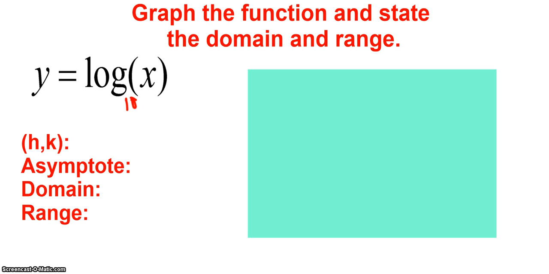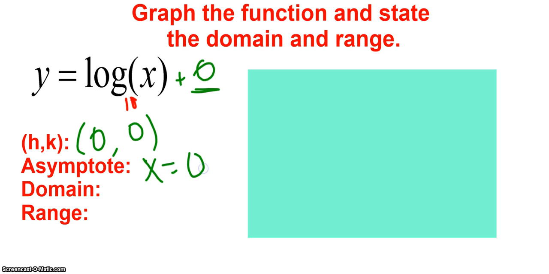So looking at this, I don't have anything with my x on the inside, so my h is automatically 0. Then I don't have anything added right here, so k is automatically 0. So our (h, k) is (0, 0). Then our asymptote, as we said, is x equals h, so x equals 0. Our domain is going to go from our h, which is 0, to infinity. And then our range is always negative infinity to positive infinity.